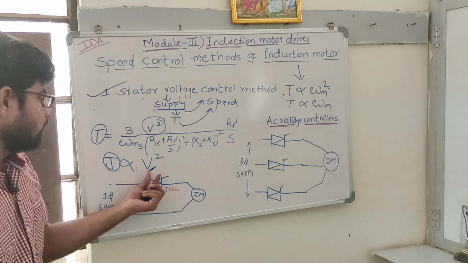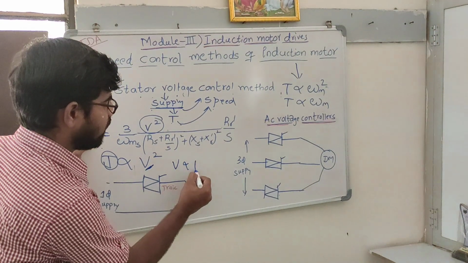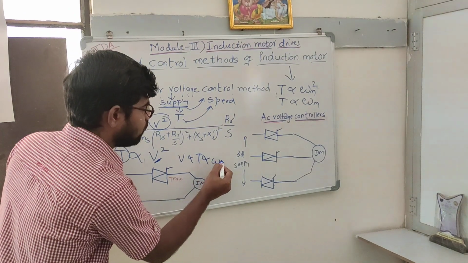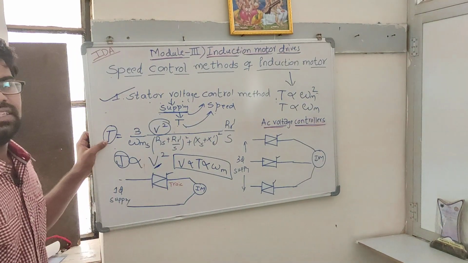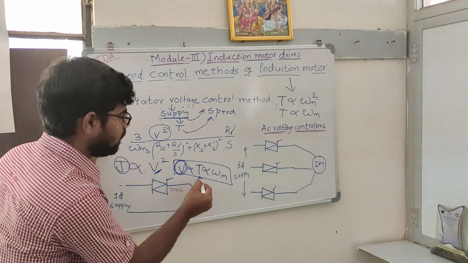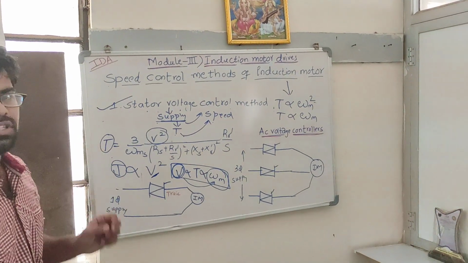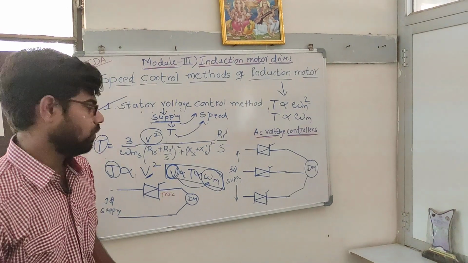So now by controlling the V, we are controlling the T, and by controlling the T, we are controlling the speed of induction motor. This one we have to remember. By controlling the supply here, we can control the speed of induction motor. Like this we can control.